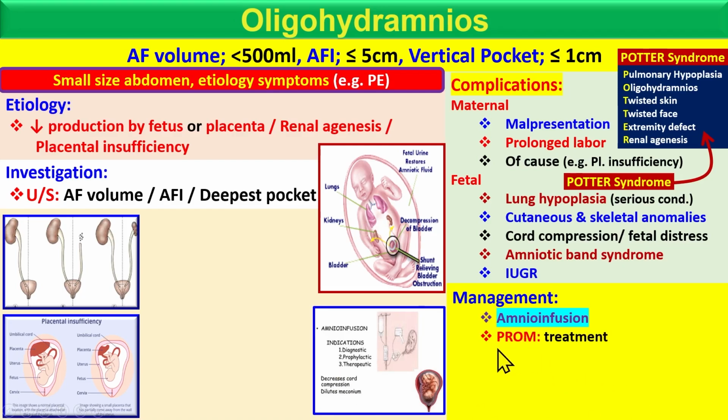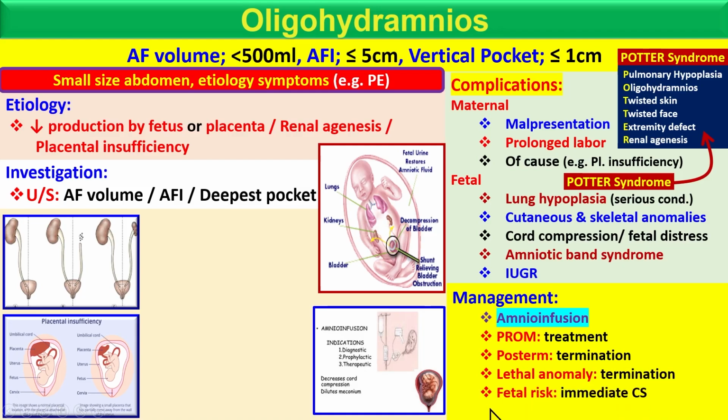If there is PROM, meaning premature rupture of membranes, go for the treatment associated with that. If post-term, go for termination. If there is a lethal anomaly, of course, go for termination. If there is fetal risk, go for an immediate cesarean section. If there is no fetal risk, then go for vaginal delivery.